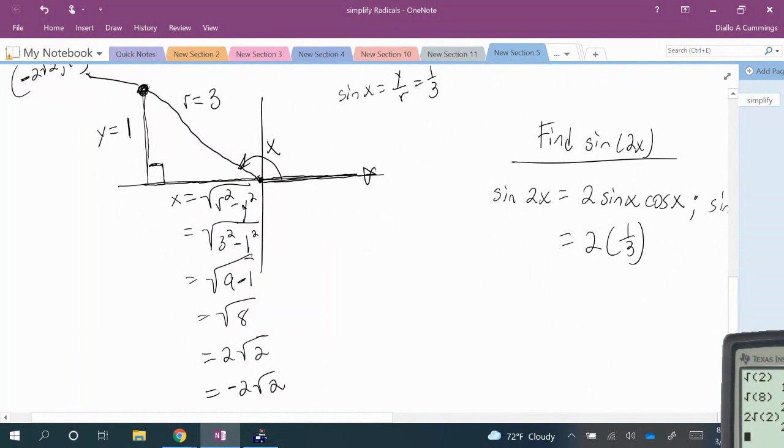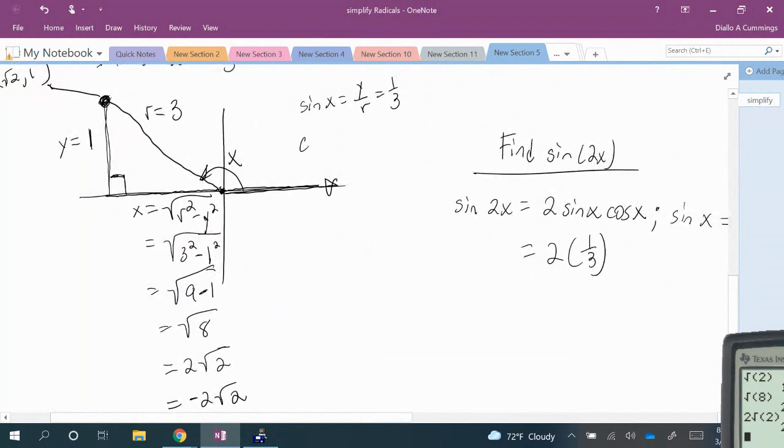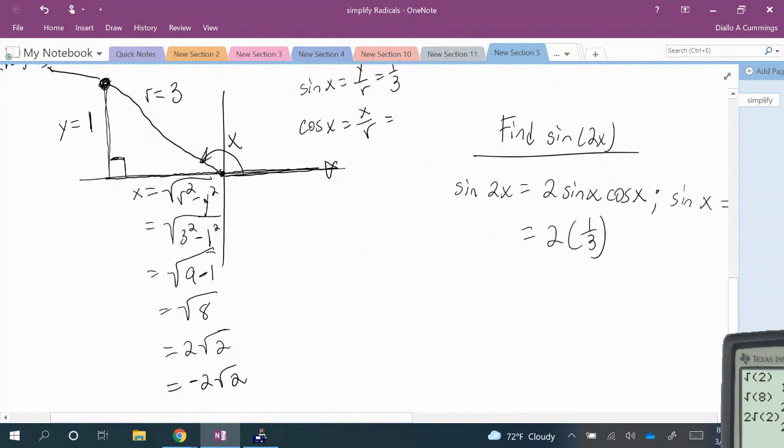So now I believe we have enough information to find the cosine. The cosine for some angle is x over r. So our x value is negative 2 square root of 2, over 3.